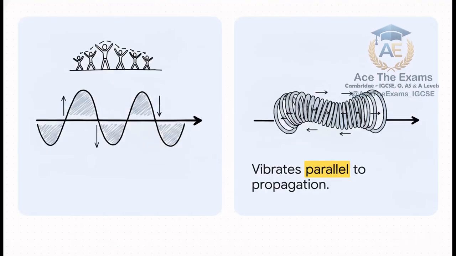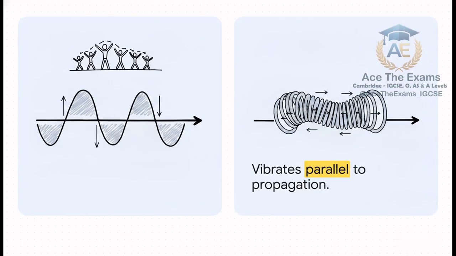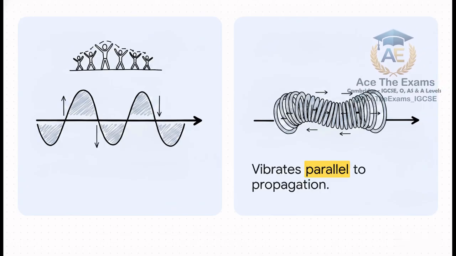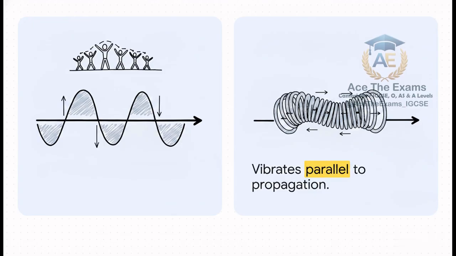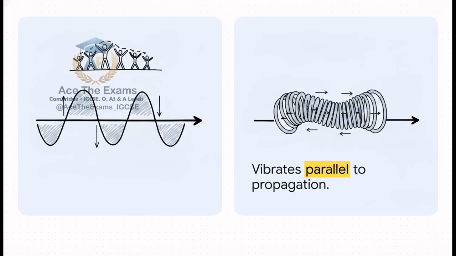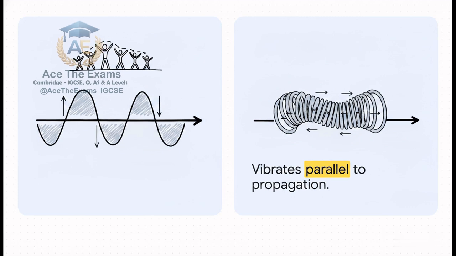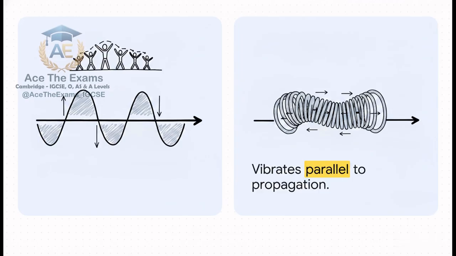Now, when we apply that analytical depth to waves, the crucial starting point is understanding this exact dichotomy: transverse waves versus longitudinal waves. I cannot stress this enough. This is where the foundational marks are won or lost in paper 4. Let's break it down. Transverse waves vibrate at right angles or perpendicular to the direction of energy propagation. Think of a giant stadium wave at a football match. The people in the crowd stand up and sit down. They move up and down vertically, but the wave itself visibly moves horizontally around the arena. The movement is perpendicular to the energy transfer.